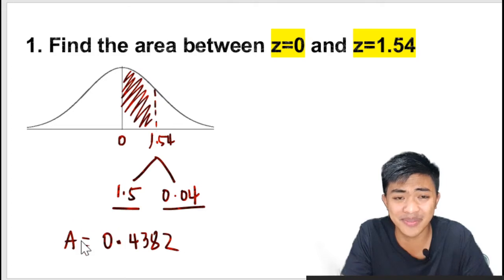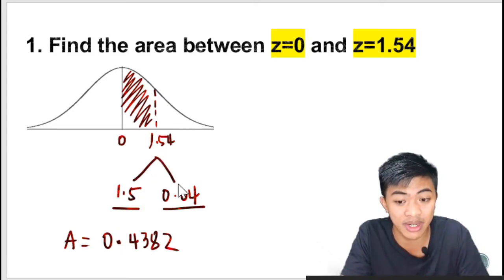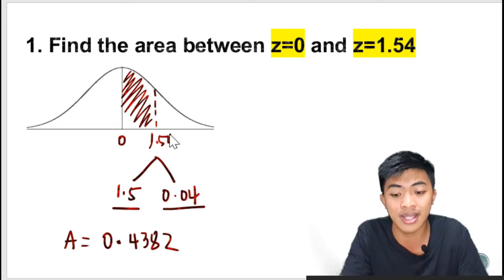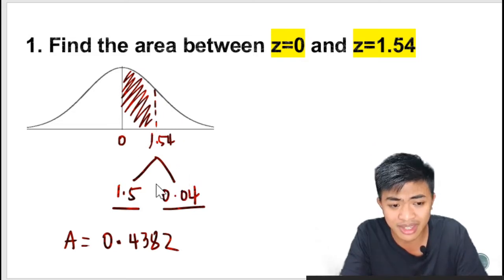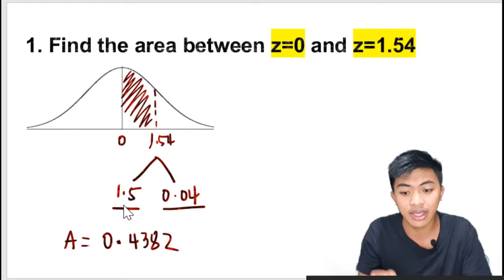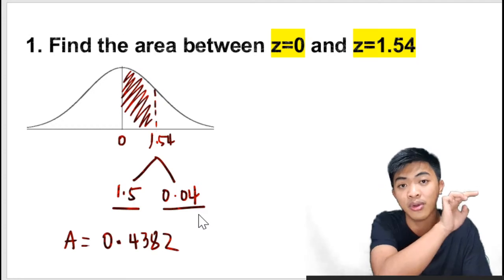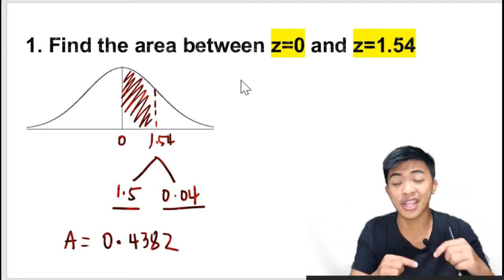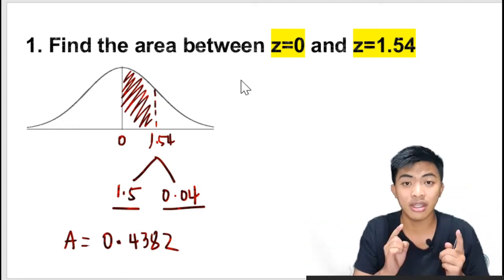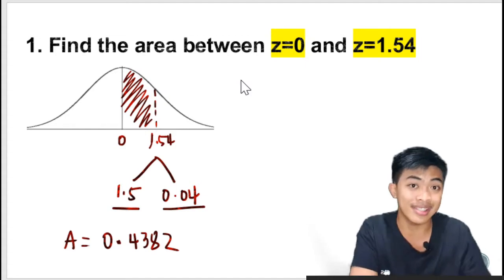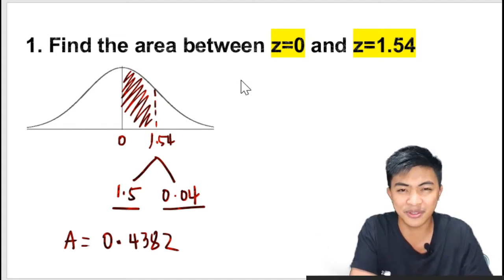Okay, so did you follow? What I did was I just broke this down to two parts, 1.5 and 0.04. Make sure that if you're going to add the two parts, the sum should be this one. And then after that, tiningnan ko si 1.5 sa first column. And then I looked into 0.04 in the first row. And then whatever the intersection is, that will be the area bounded by those two z-scores. So I hope you followed.